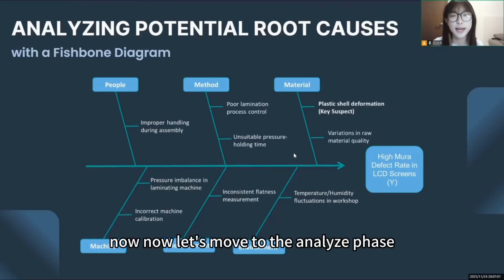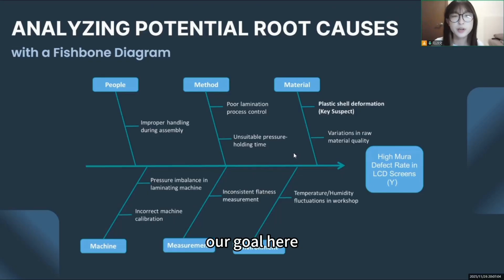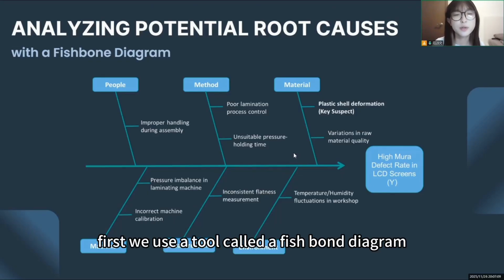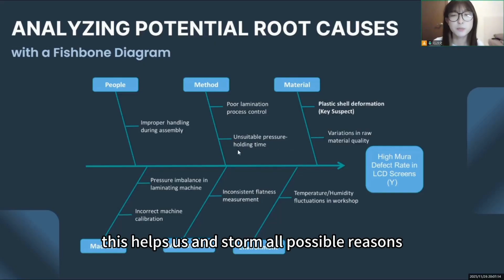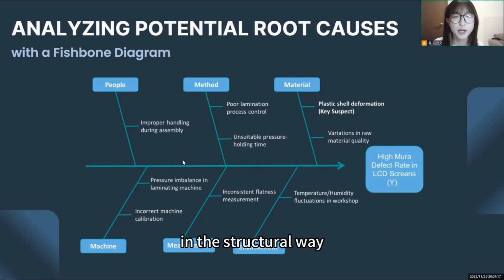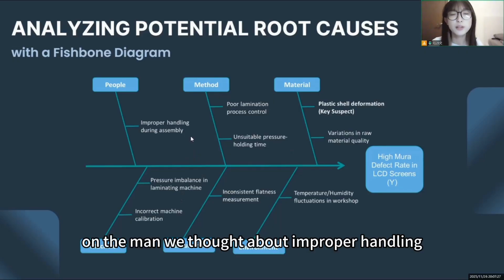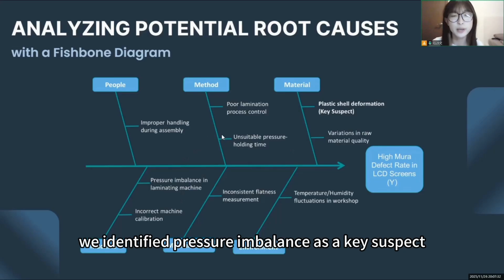Now let's move to the analyze phase. Our goal here was to find the root causes of the high mirror defect rate. First, we use a tool called a fishbone diagram. This helps us brainstorm all possible reasons in a structured way. We look at 6 main areas: man, machine, method, material, measurement, and environment. For example, under man, we thought about improper handling. Under machine, we identified pressure imbalance as a key suspect.